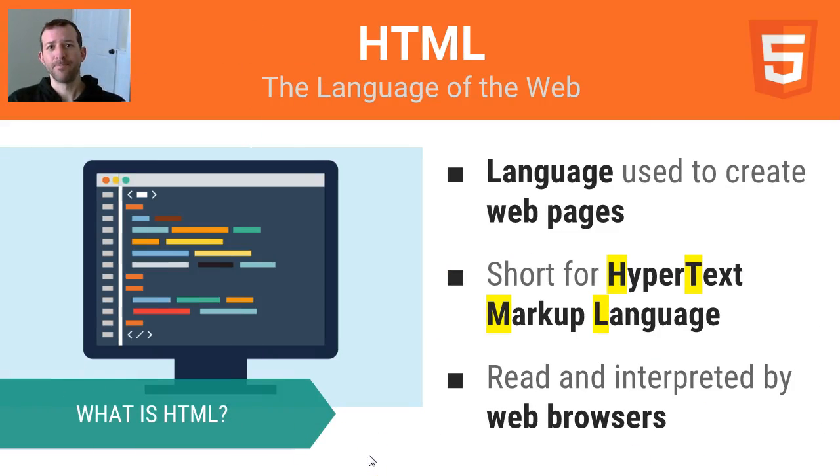What is HTML? HTML is often referred to as the language of the web. It's used to create web pages, and it is short for hypertext markup language. This is the language that your browser reads and interprets to draw a web page to your screen.